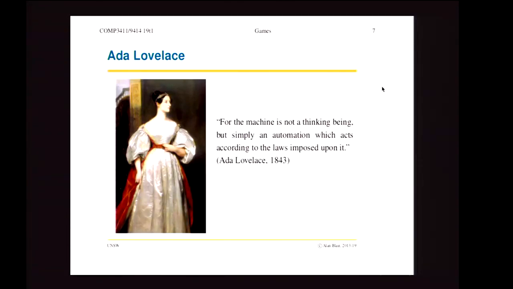And the interesting thing is, even back then, as early as 1843, these people were already thinking ahead about the implications of this kind of technology, including artificial intelligence. You know, the machine is not a thinking being, but simply an automaton which acts according to the laws imposed upon it. So it shows that some people were thinking about these things way back then.